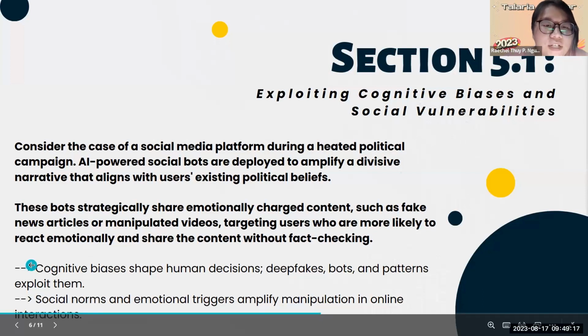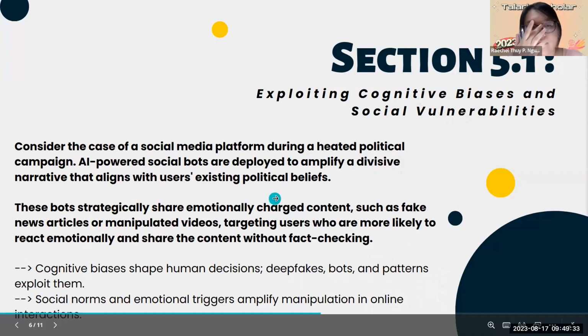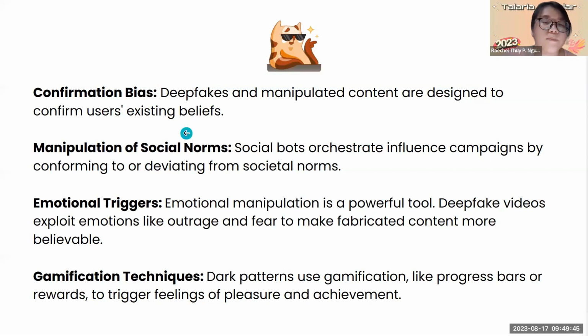These bots strategically share emotionally charged content, such as fake news articles or manipulated videos, targeting users who are more likely to react emotionally and share the content without fact checking. There are four main ways they can do this. First is confirmation bias. Deepfakes and manipulated content are designed to confirm users' existing beliefs. Second is manipulation of social norms. Social bots orchestrate influence campaigns by conforming to or deviating from societal norms.